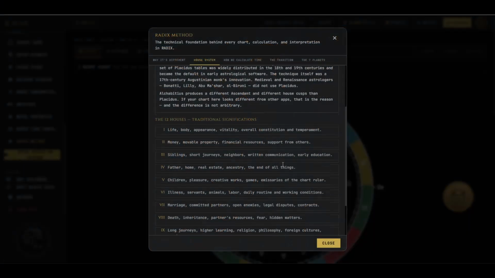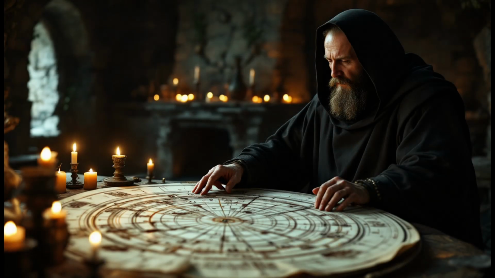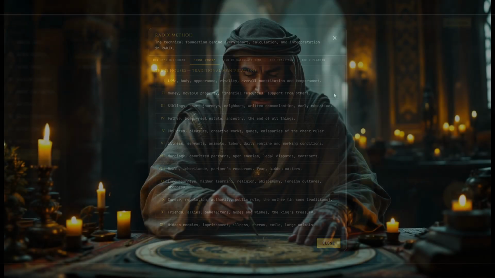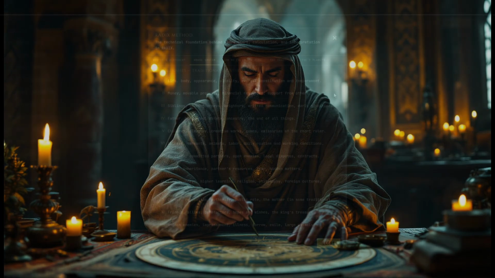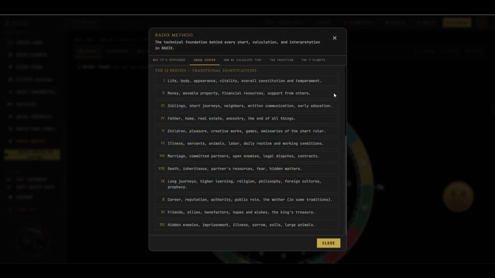Alcabitius was the standard house system used by medieval astrologers, including Bonatti. It was the system the tradition was built on and tested on. The interpretive meanings of the houses, the specific significance of planets in angular versus cadent houses, the weight given to the ascendant, were all developed using Alcabitius. So let's be concrete about what those houses actually mean in this tradition, because modern astrology has significantly reframed several of them, and RADIX follows the original.